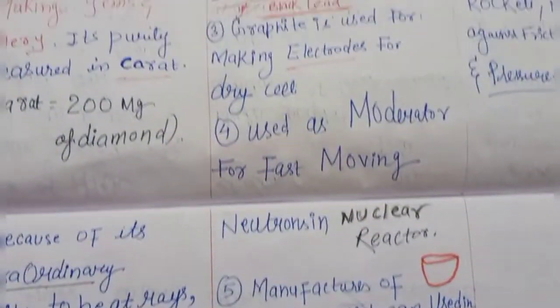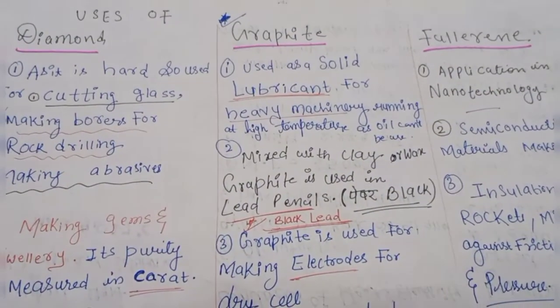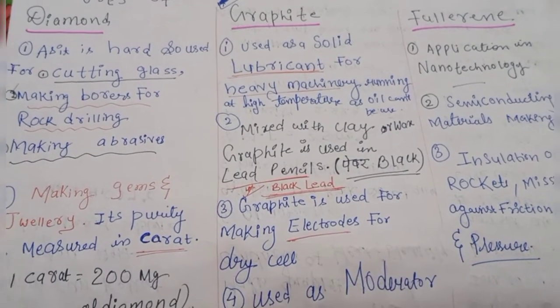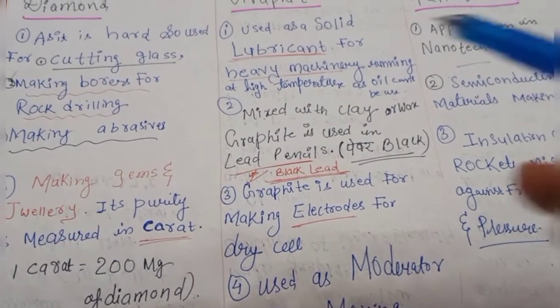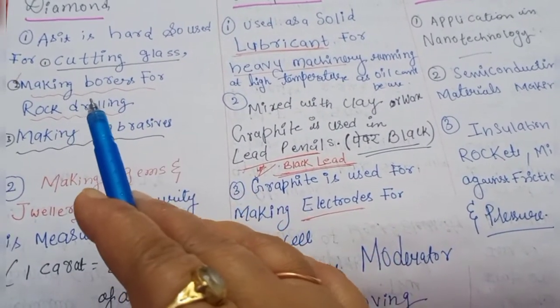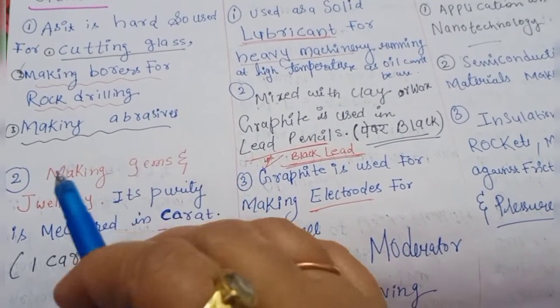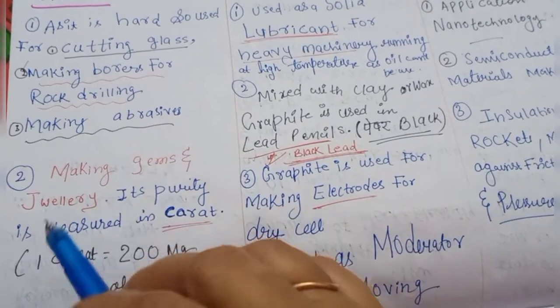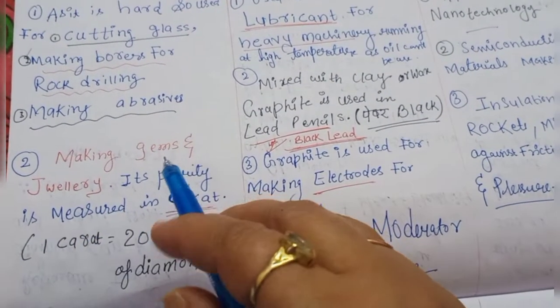Now next we will talk about the uses of diamond, graphite and fullerene. So diamond, we know that it is a hard substance. It is used for cutting glass, making borers for rock drilling. It is also used as an abrasive. Then making gems and jewelry.